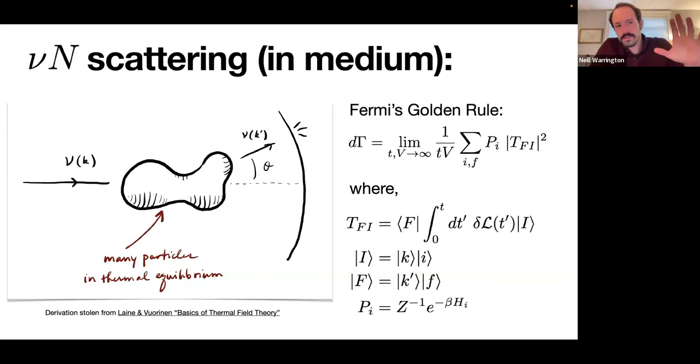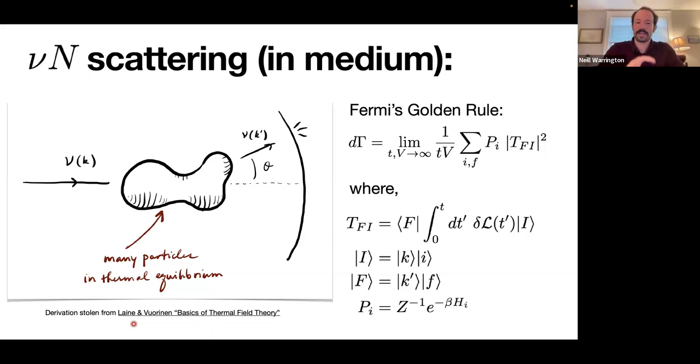Okay, but now neutrino-nucleon scattering in vacuum is not what we need. We need to know how neutrinos scatter in a medium of nucleons which are always interacting. And actually, to get this, it's not terribly complicated.